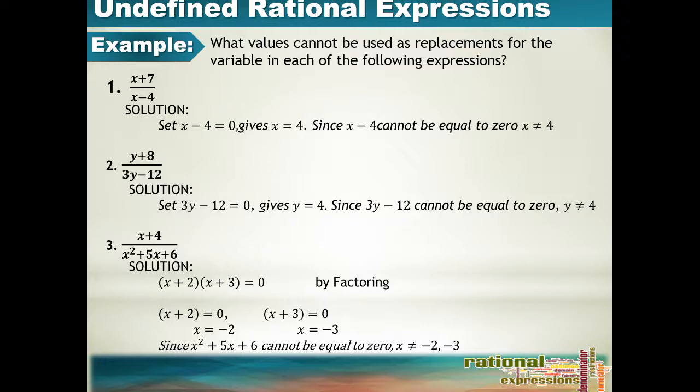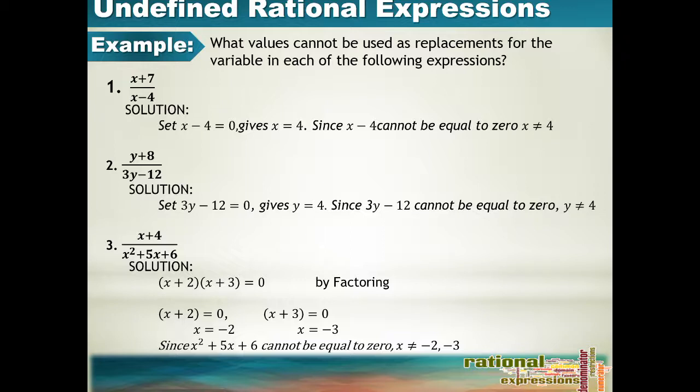Equate the denominator to 0 gives you y is equal to 4. Since 3y minus 12 cannot be equal to 0, y must not be equal to 4. Again, if you try to substitute y with 4, the denominator here becomes 0. Okay, next. x plus 4 over x squared plus 5x plus 6.